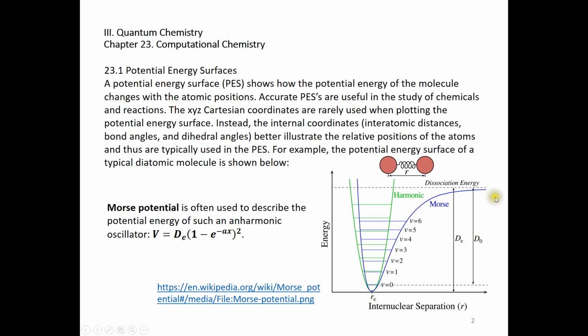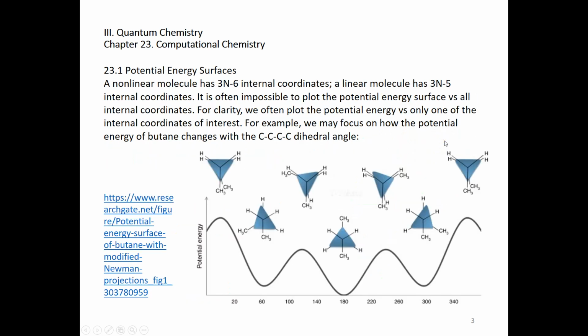What if x is infinity? When x is infinity, we have this part equal to 0, and then the potential energy is equal to D sub E. Again, this is the simplest potential energy surface because we have the potential energy with respect to just one variable. When you have a diatomic molecule, you just need the distance between the two nuclei to specify the relative positions of these two atoms.